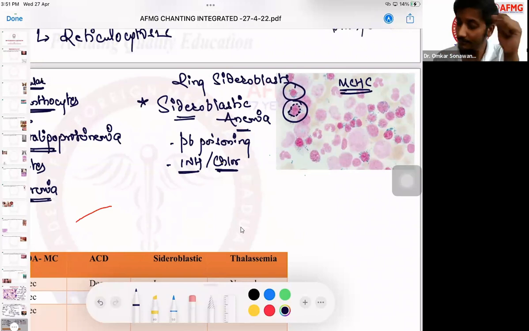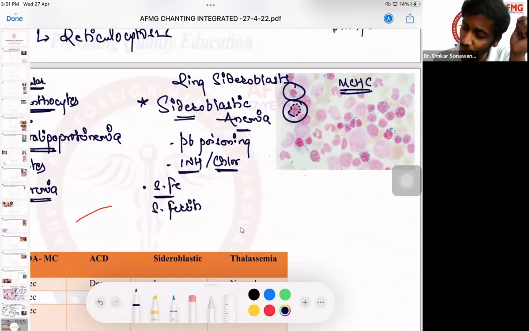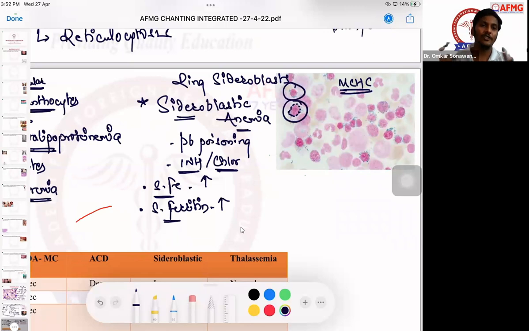If I talk about serum iron levels and serum ferritin levels, as you can see, the iron deposits in these RBCs. That means in sideroblastic anemia, the iron levels are usually high in this patient. There is no deficiency of iron as such. So please remember, serum iron would be high, as well as serum ferritin, in cases of sideroblastic anemia. This is the factor to differentiate it from iron deficiency. In iron deficiency, both these levels are low. In sideroblastic anemia, both are high.